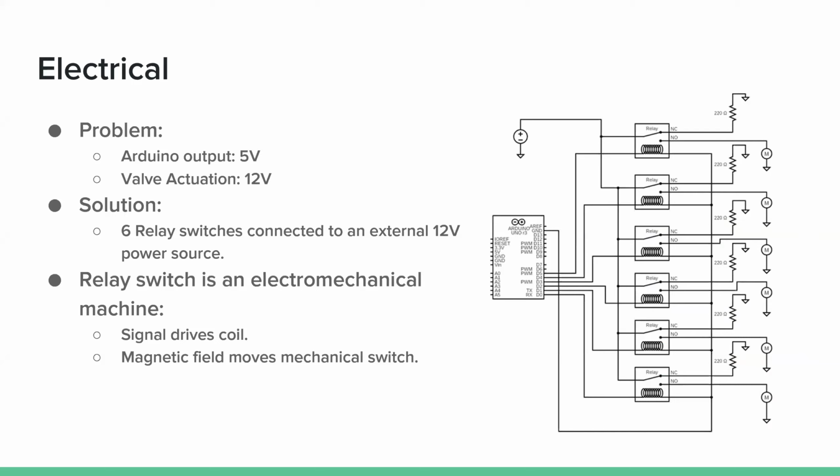So the solution we came up with was to install 6 different relay switches that are controlled with a 5-volt Arduino signal. Relay switches, as you probably all know, are pretty simple electromechanical machines. They have a coil inside, and when you pass the signal current through them, it attracts the switch, and it switches from normally closed to normally open. And like that, you can actuate, in our case, the solenoid valves we have downstream. So that would be all.